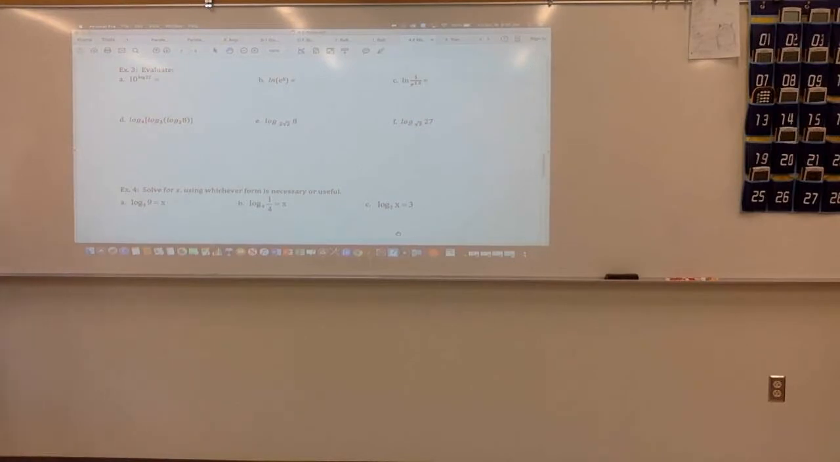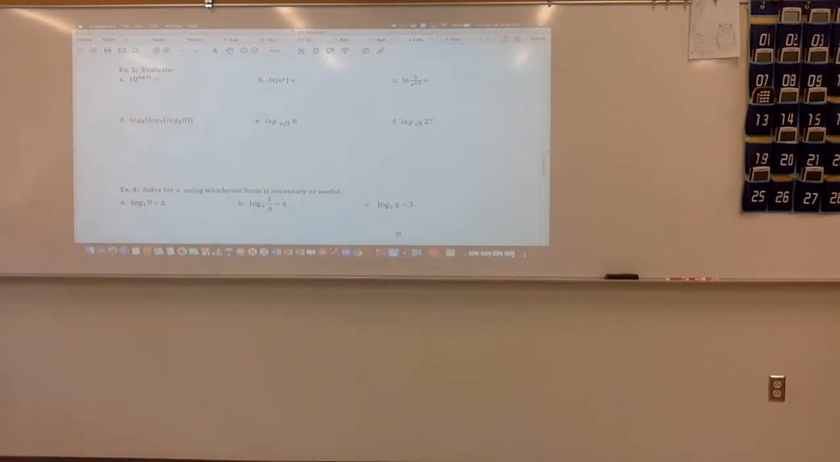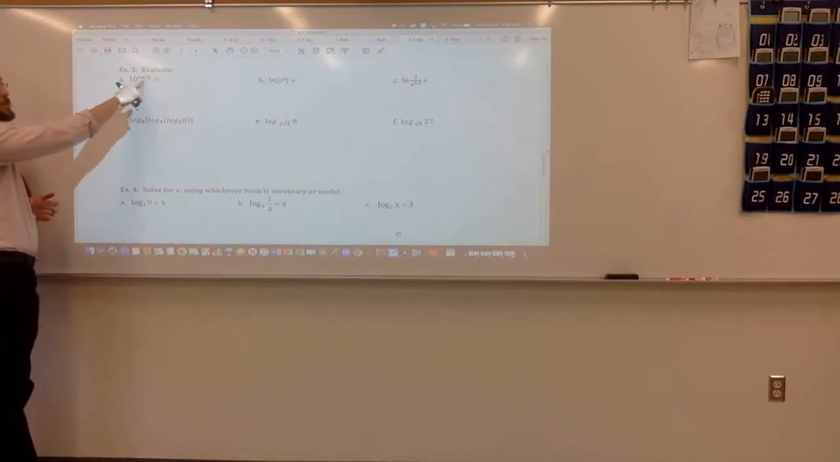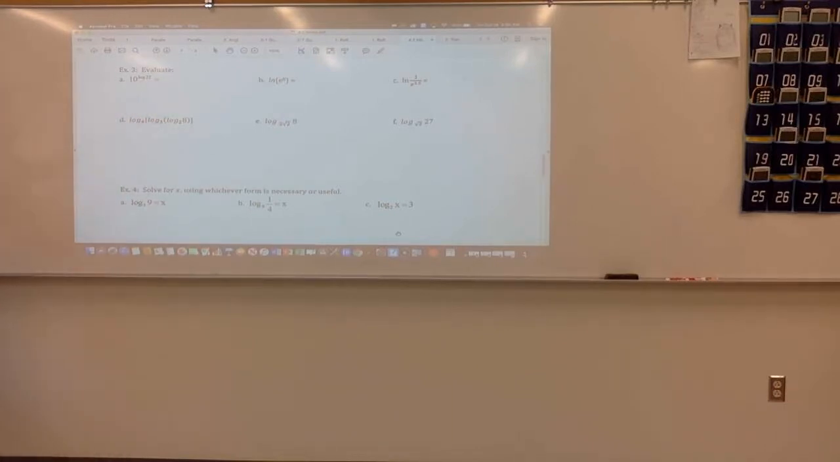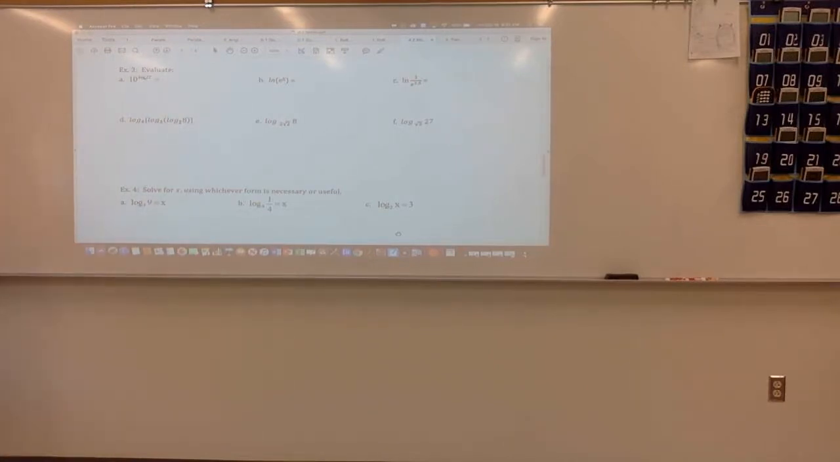I believe we left off here, okay, with example 3, where we wanted to evaluate these different common logs and natural logs. So we have to use some of our rules here. This first one, if I don't see a base for my log, what's the base? 10, right? So this is saying 10 to the log base 10 of 22. How would I do that? We're not using a calculator. We're not going to divide by 10.